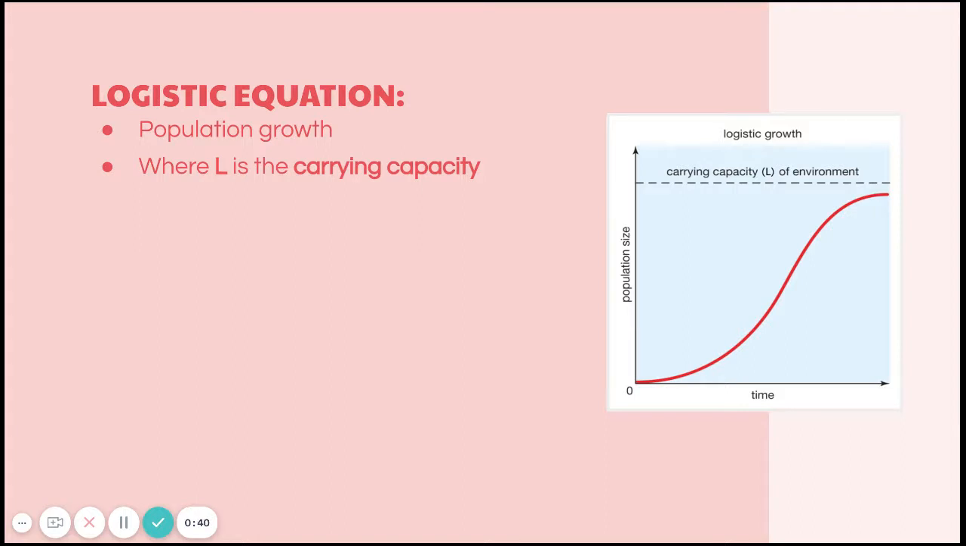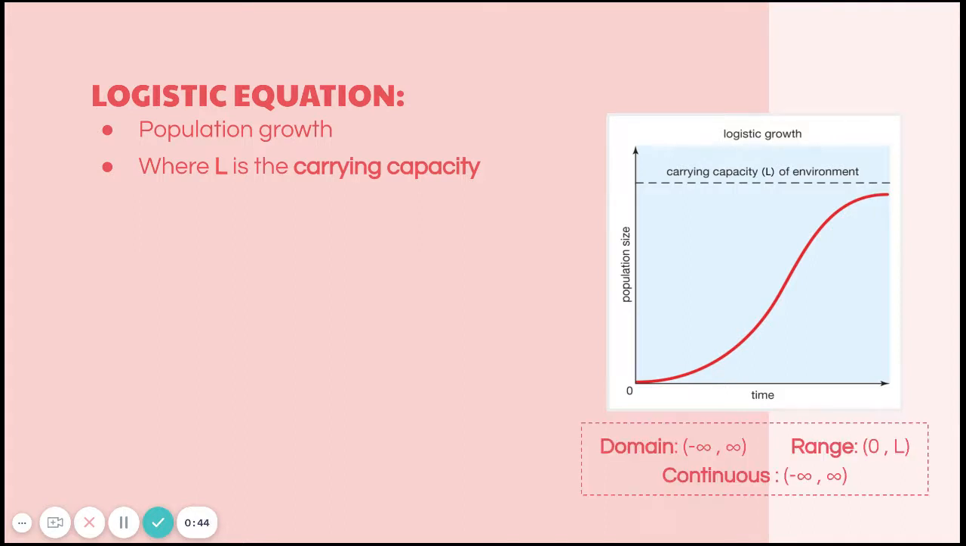The graph should be continuous on all intervals. Hence, the domain is from negative to positive infinity, but usually it begins at the initial time 0 because we can't go back in time. And the y value may begin at 0 and end at L. It cannot surpass the upper limit.